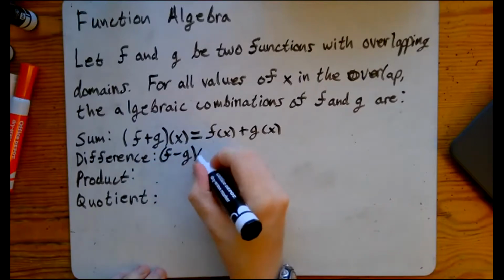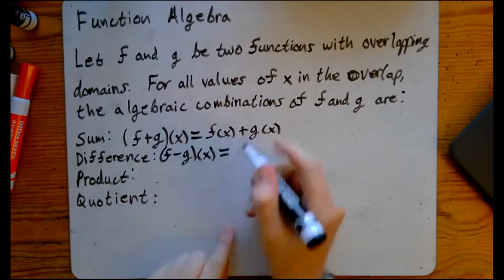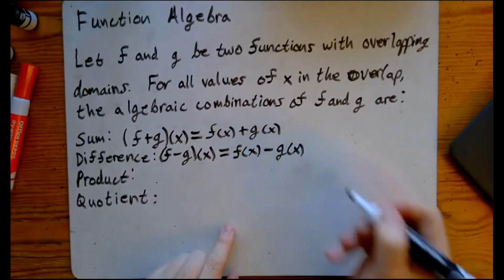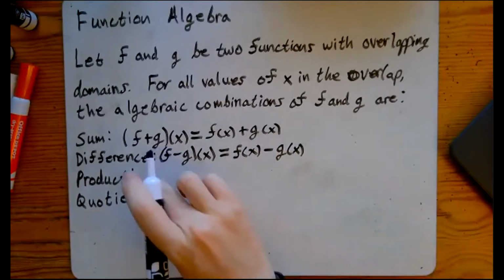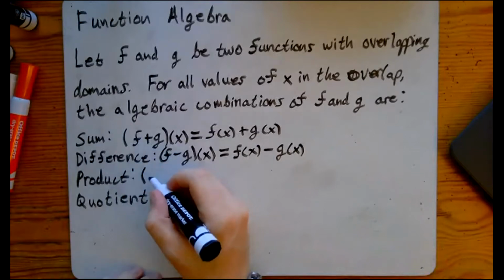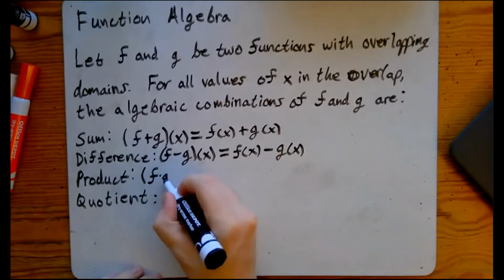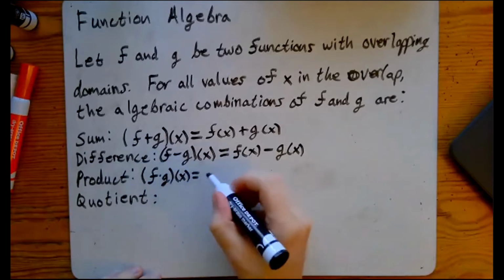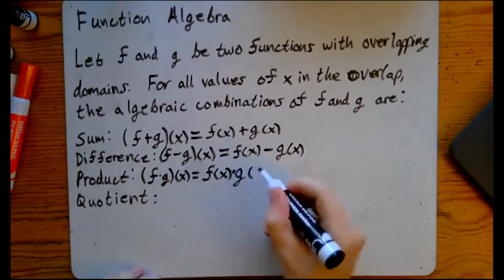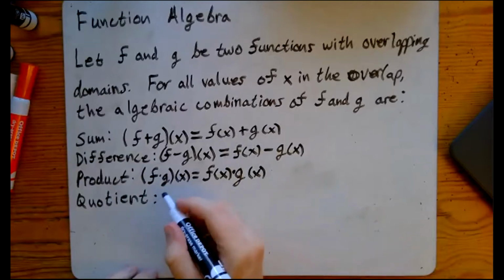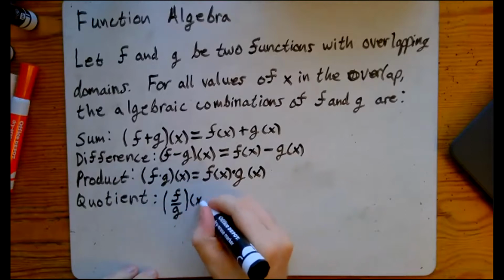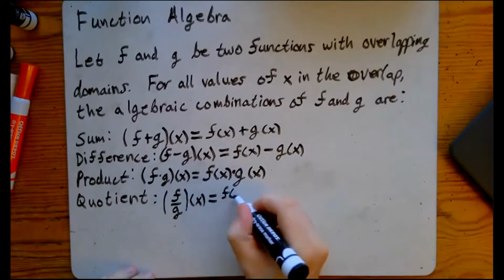To find the difference of two function rules, we subtract the two functions. You can probably see where this is going. The product of two functions: to find the product of two functions, you multiply the functions together. And to find the quotient of two functions, you divide the functions.